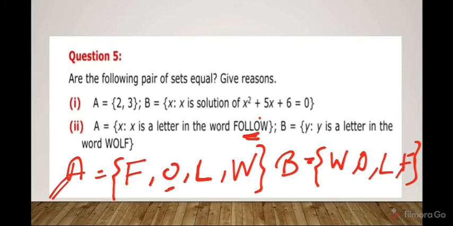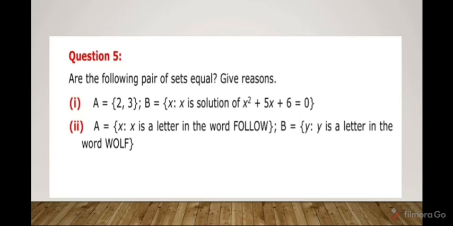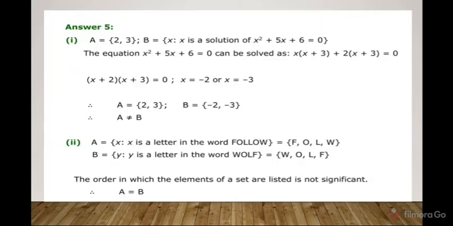Now check set A and set B. Both contain 4 elements, and look here. W is here and here. L is here and here. O is here and here. F is here and here. That means the number of elements is the same and the elements are also the same. That's why here A will be equal to B. The reason is given here: the order in which the elements of the sets are listed is not significant. Order can be different but the elements are the same. That's why A is equal to B.